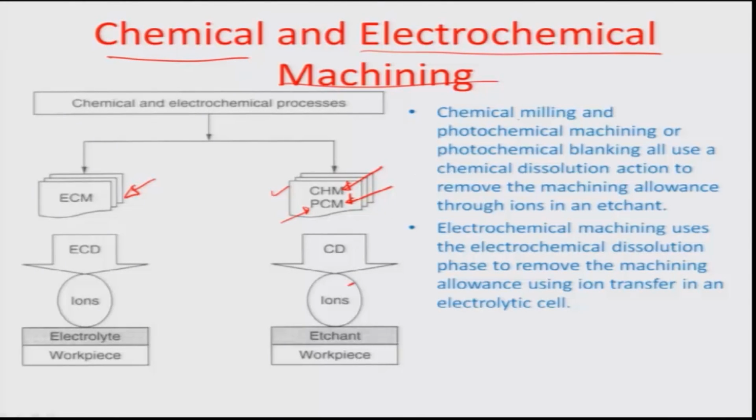For example, you have chemical milling, you have photochemical machining, you have photochemical blanking. All use chemical dissolution action to allow the machining allowance through ions in an etchant. Similarly, electrochemical machining uses an electrochemical dissolution phase to remove the machining allowance using ion transfer in an electrolytic cell. So, that is about chemical and electrochemical machining.